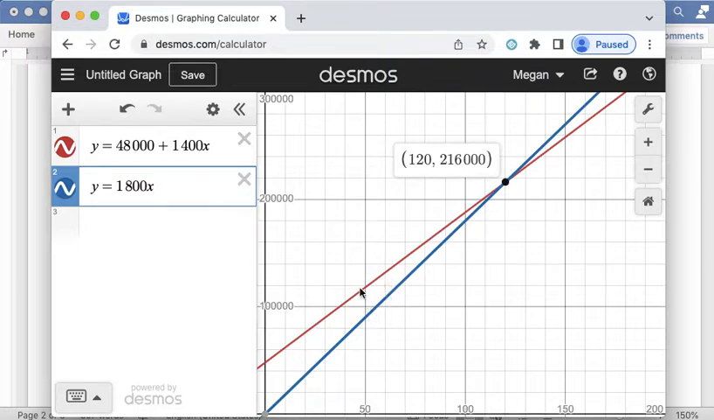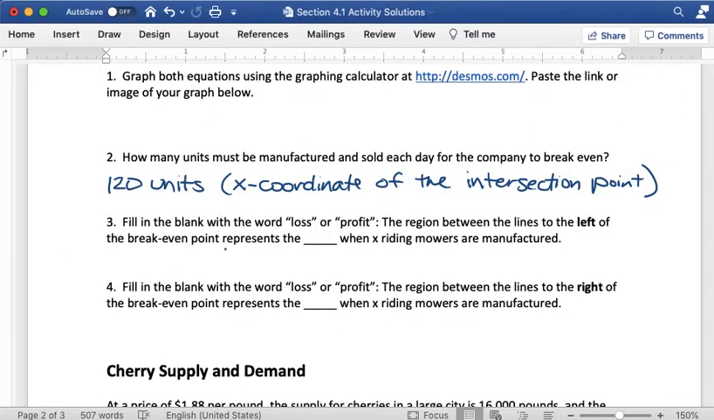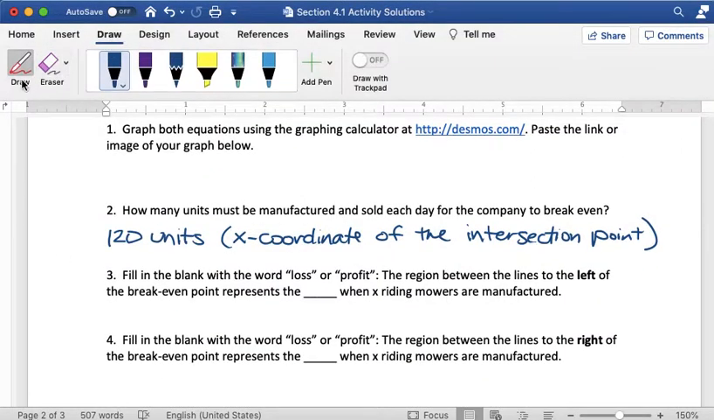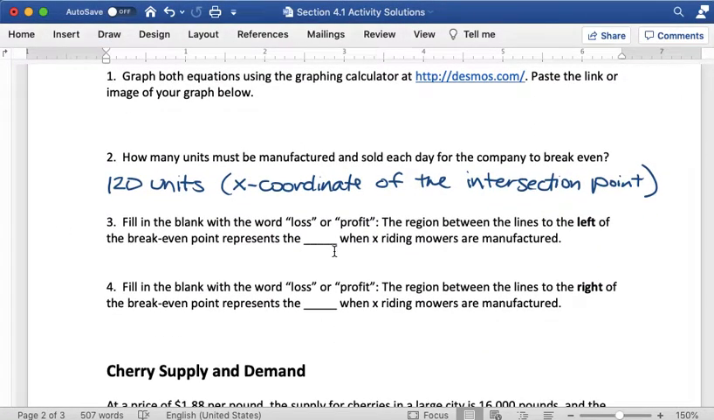So in this area, costs are greater than revenues. Costs are greater than revenues, that means that it is a loss. So the company is losing money because your costs are more than the money that you have coming in. So the word loss would go in that blank.